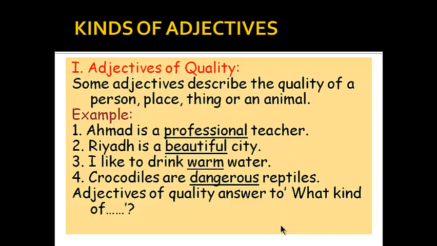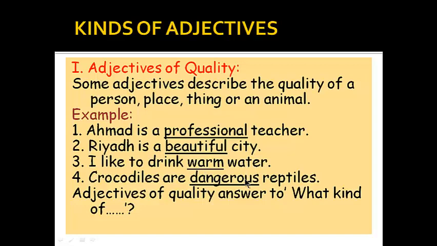The first one is adjectives of quality. Some adjectives describe the quality of a person, place, thing, or an animal. Look at all the examples given here. A professional teacher. Professional is the word that describes teacher. Beautiful city. The word beautiful describes this place that is a city. Warm water. The word warm describes water, that is something.